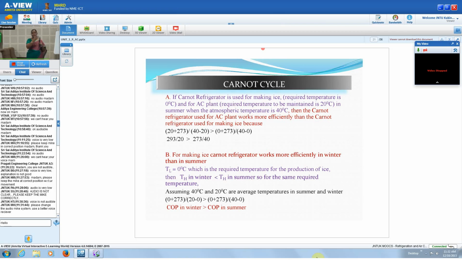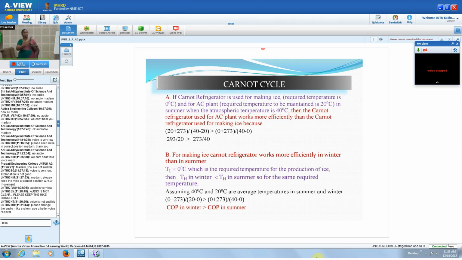So for an AC plant, the required temperature is 20. The numerator is 20 plus 273, divided by the difference between the atmospheric temperature and the required temperature, so 40 minus 20. That is the COP for the air conditioner. Whereas for the refrigerator the required temperature is 0 degrees centigrade, so 0 plus 273 by the difference between the two temperatures, 40 minus 0. So the refrigerator used for an AC plant always works more efficiently compared with that of the refrigerator.